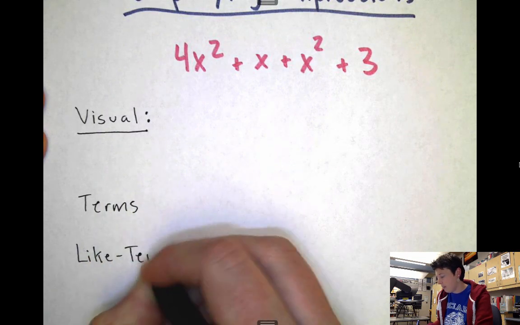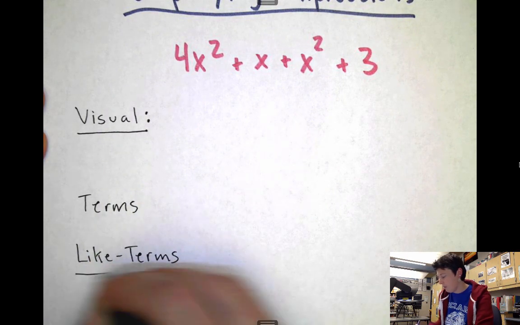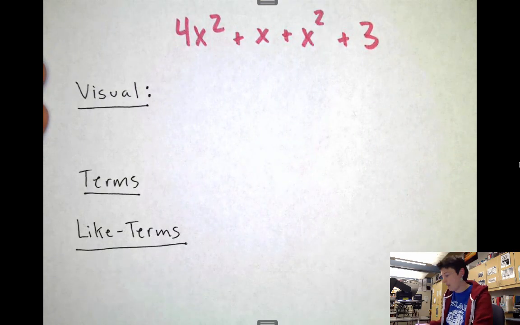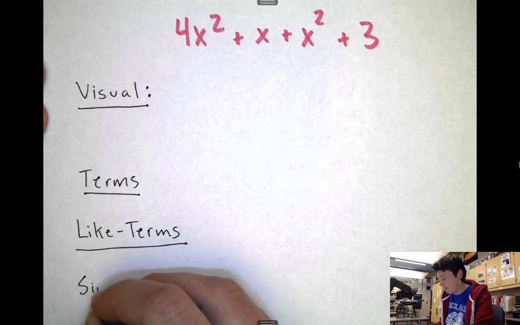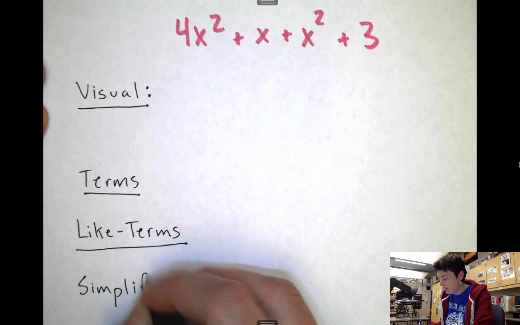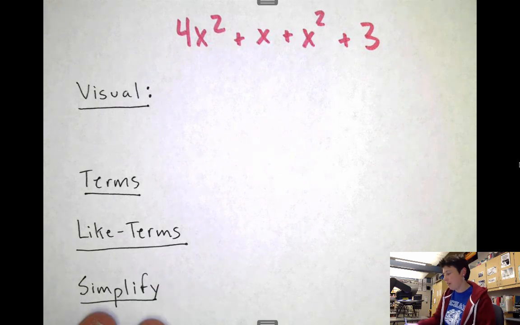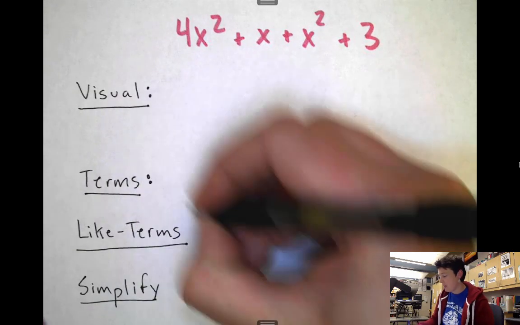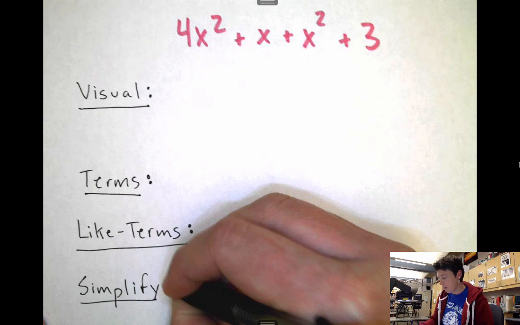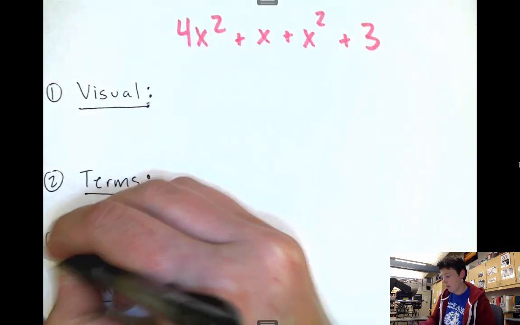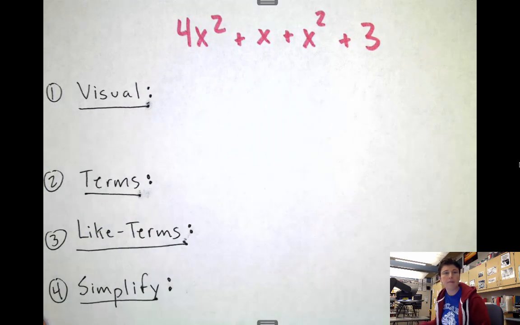So there's a couple things I want to track down. What are the terms? What are the like terms? And then finally, when I'm all done and I feel pretty good about this, I want to simplify. So we are treating this like a four-step process. We want to visualize it, we want to find the like terms, and we want to simplify. So there's one, two, three, four steps to the process.